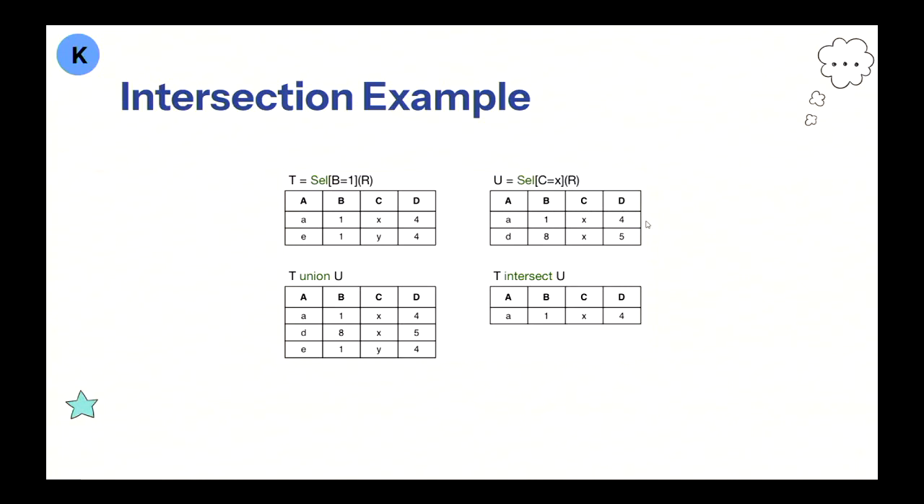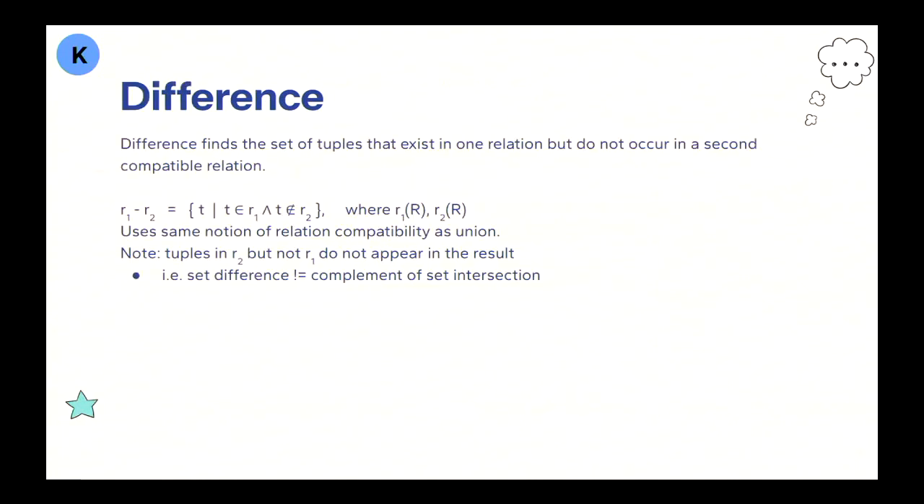So here's the example. And the last operator for sets is called difference. Difference is used to find a set of attributes that exist in one relation but do not occur in the second compatible relation. So it still requires the two relations to be union compatible, which means that the two operands must have the same set of attributes.